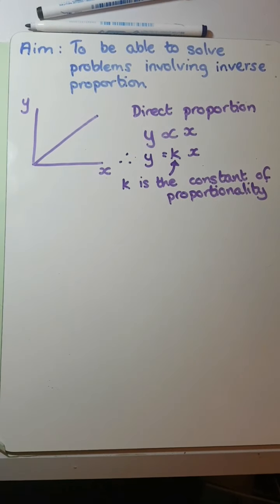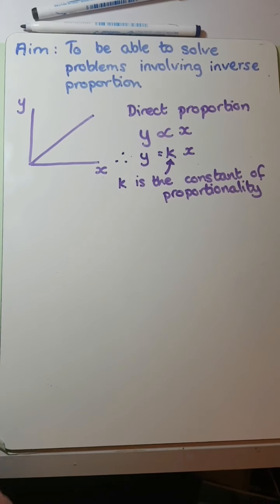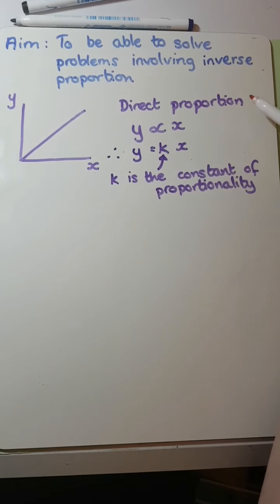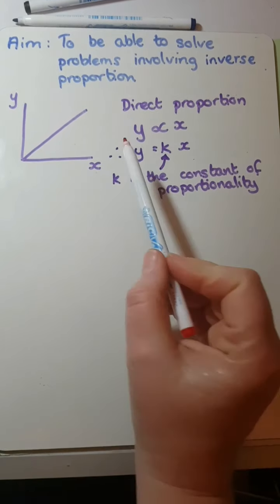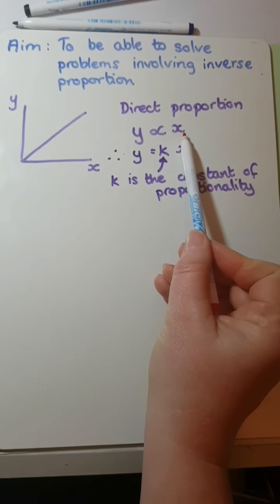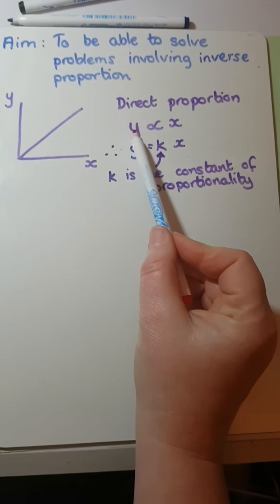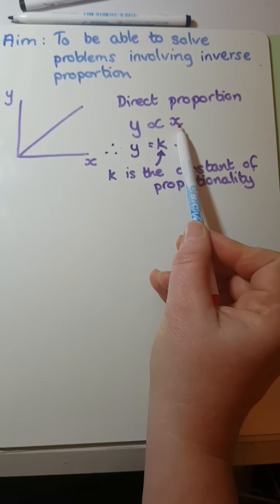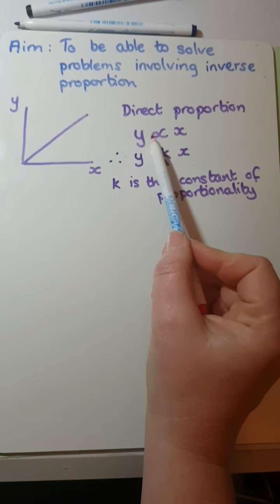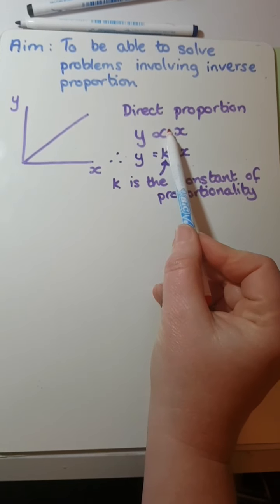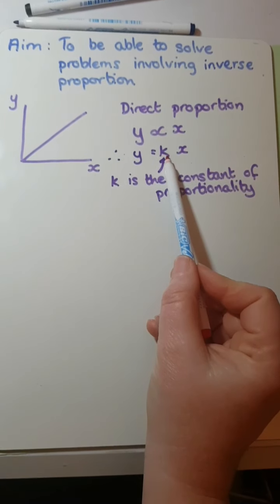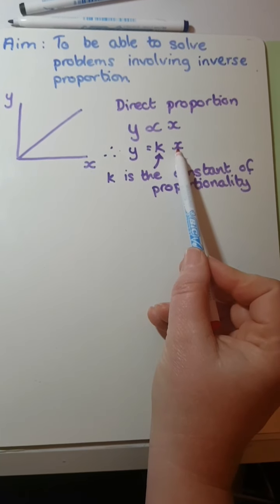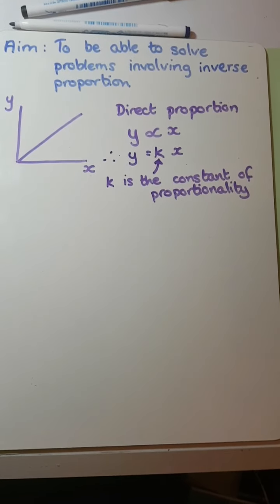So I'd like to talk about what happens when two quantities are inversely proportional to each other. As a quick recap, when we looked at direct proportion, we said y is proportional to x, or whatever each of the quantities are. It could be z and t squared, it doesn't matter. That proportionality symbol can be replaced with equals k. So that gives us y equals kx, where k is the constant of proportionality.